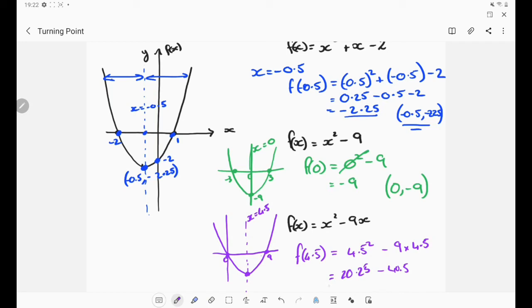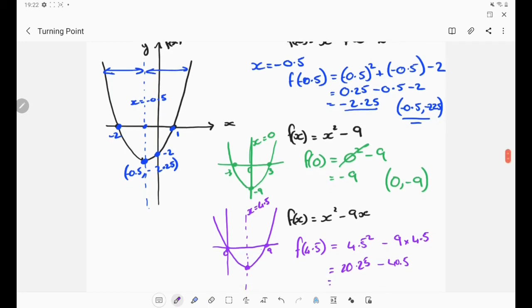And we're being left with negative 20.25 for our y coordinate. Take the 5 seconds to write it out. x, y: 4.5, -20.25, and then mark it on the graph.